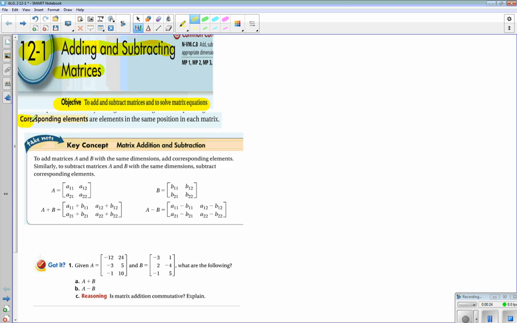We're going to use the word corresponding elements quite a bit coming up, so it's important that we know what they are. And they are elements in the same position in each matrix.